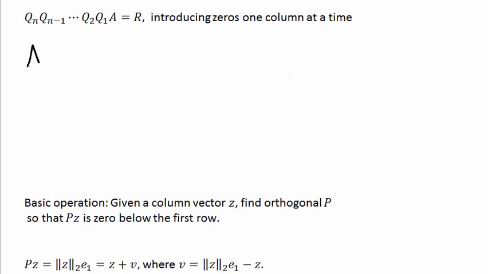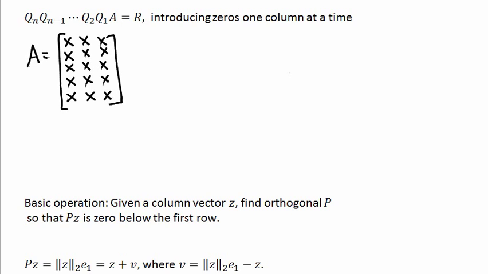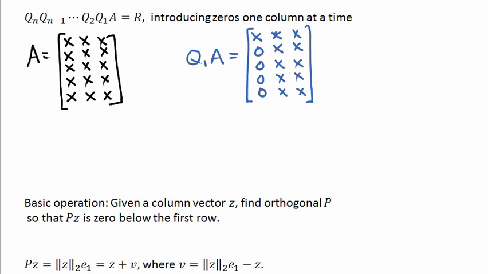Suppose A starts out as a 5 by 3 matrix. So I'm just using X's here to represent numbers. They could be anything. It doesn't mean that they're all the same number. Now Q1 is going to be designed in such a way that when we multiply by Q1 on the left, we put zeros into the first column where we want them. Everything else gets changed, but not in a way that does any zeros anywhere in particular. Okay, so after that step, we've got zeros in the first column.